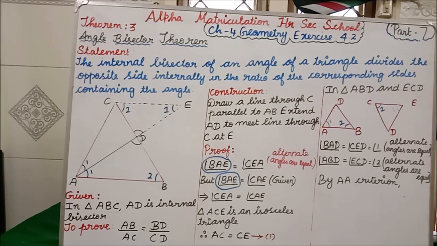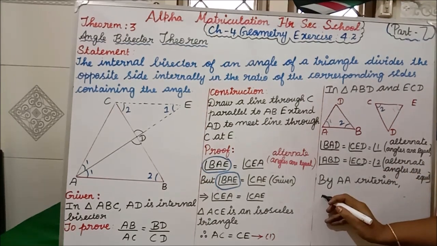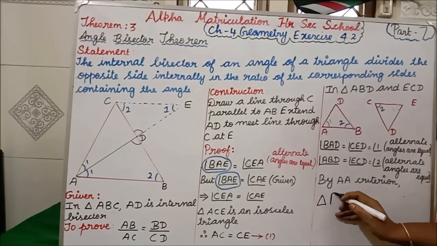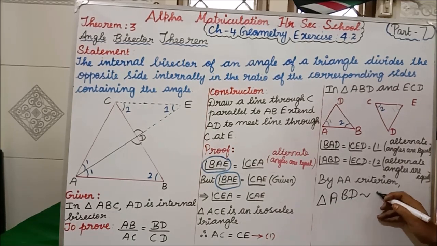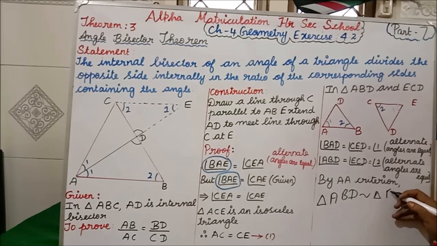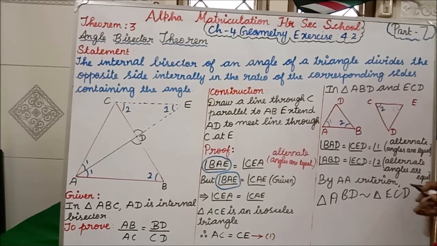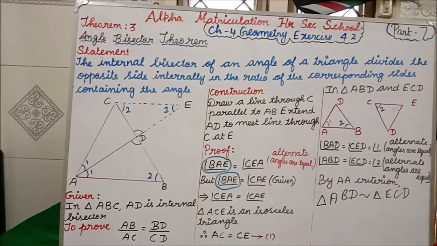So how can we write now the 2 triangles are similar means? Triangle ABD is similar to triangle ECD. So we can write now triangle ABD is similar to triangle ECD. We can write, isn't it? Now, if the 2 triangles are similar, the corresponding sides are what? Proportional, isn't it? That only we have learnt in the similarity of triangles.